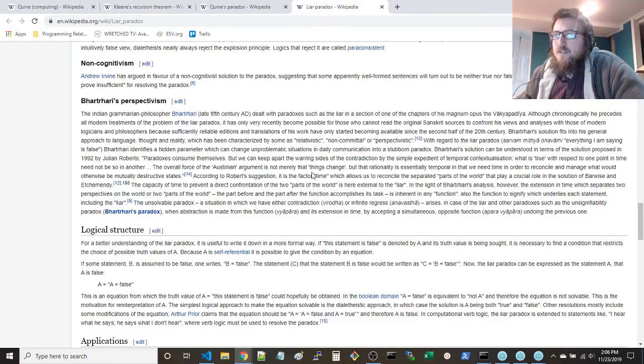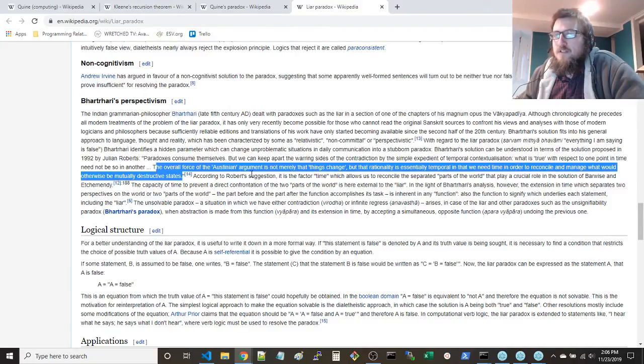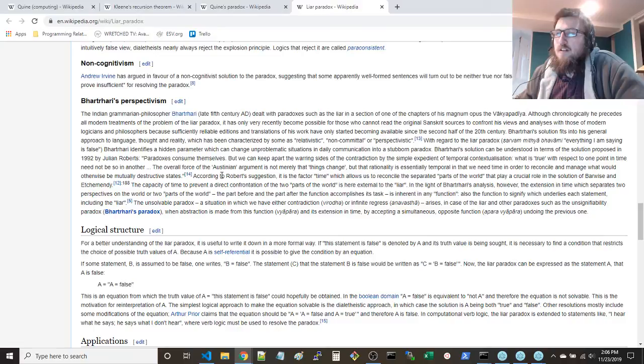Austinian argument is not really that things change, but that rationality is essentially temporal, in that we need time in order to reconcile and manage what would otherwise be mutually destructive states. Huh, well, that's kind of neat.